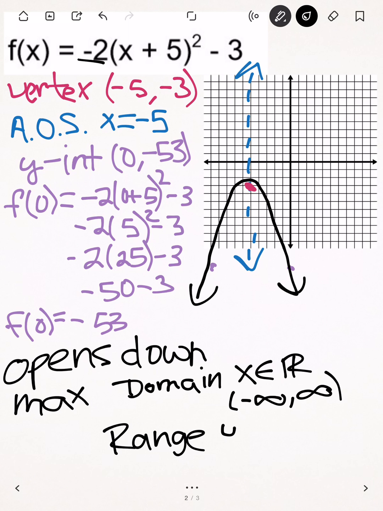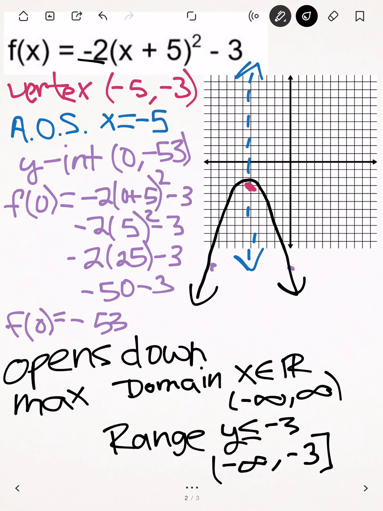My range is my y values. My maximum y value is -3, and everything is getting smaller, so I open up towards the -3. Or if I'm going bottom to top, I start at -infinity, and it stops at -3. Infinities get parentheses because we can never touch them because they're not included. And then the -3 is included, so we put it in a square bracket.